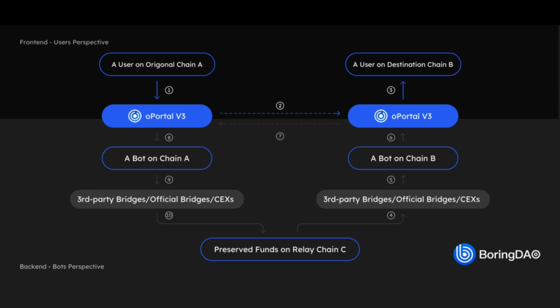So we've seen what happens when a user wants to bridge an amount like 4K across the oPortal v3. But what happens when a user wants to bridge a large amount like 4 million or something like that? In those cases, the preserved funds pool will send first a transaction to the destination chain, the chain that's desired to be bridged to, to ensure that there'll be enough liquidity for the user.